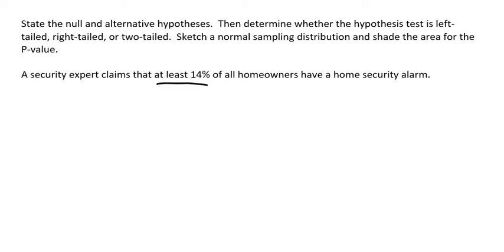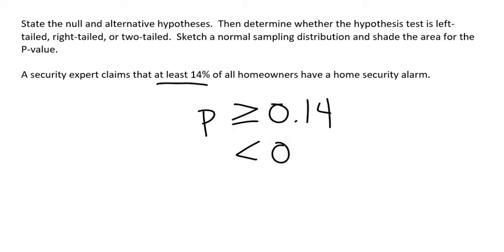How can you represent at least mathematically? That is a greater than or equal to sign. Since I'm dealing with percentage, I know that I'm dealing with a proportion, and the complement to greater than or equal to is less than. The one that has the equal sign is going to be my null hypothesis, and the one that does not, or has the inequality, is the alternative.